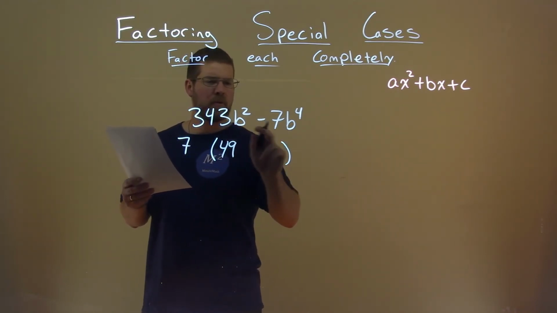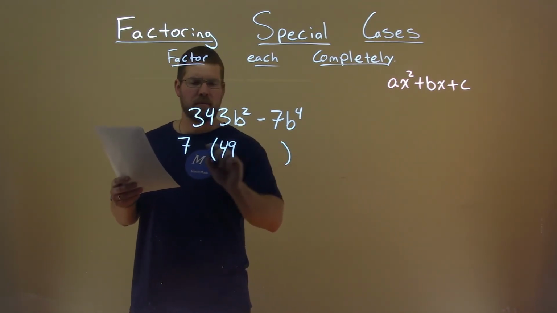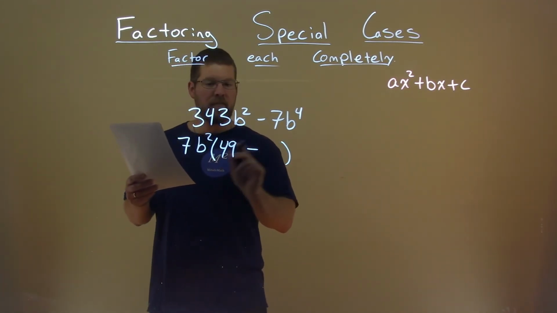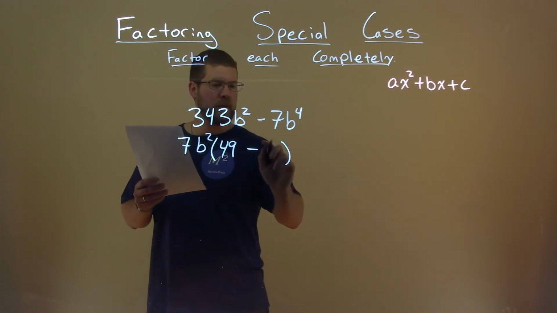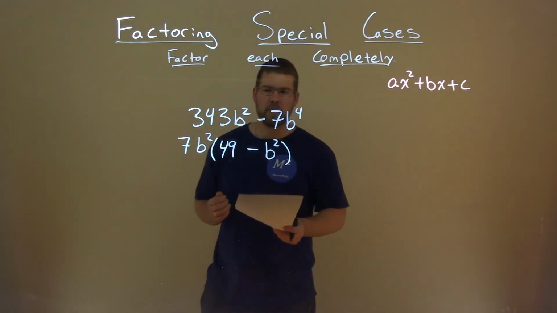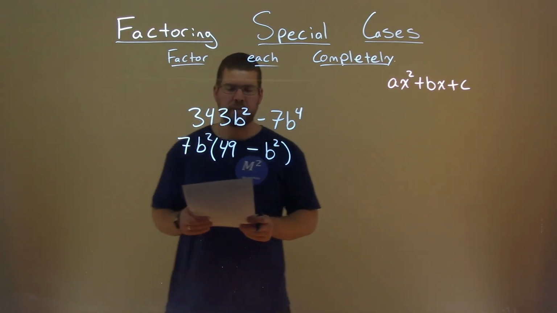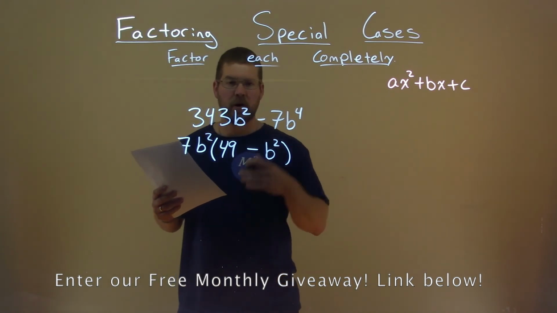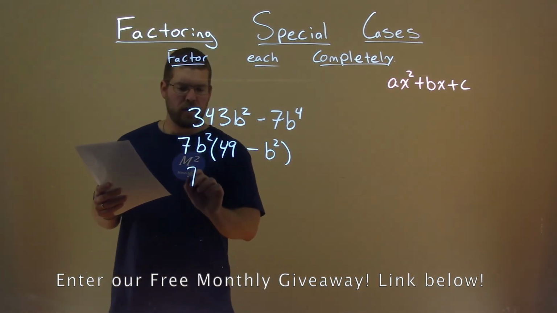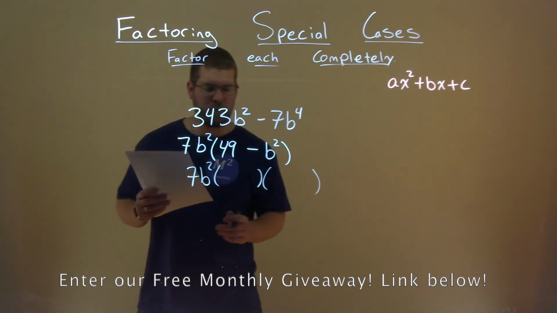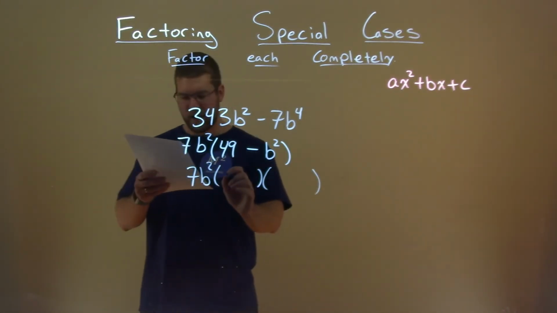But we also can pull out a b squared as well in both parts. So if I pull out b squared, I'm left with just 49 here. If I pull out a 7b squared from the first part, I'm left with a b squared. So now a problem that looked pretty difficult isn't so bad. So let's look at the inside here. Well, 49 and b squared are both perfect squares. So I'm bringing down the 7b squared, but I'm now going to write it in some form like this. Square root of 49 is 7.